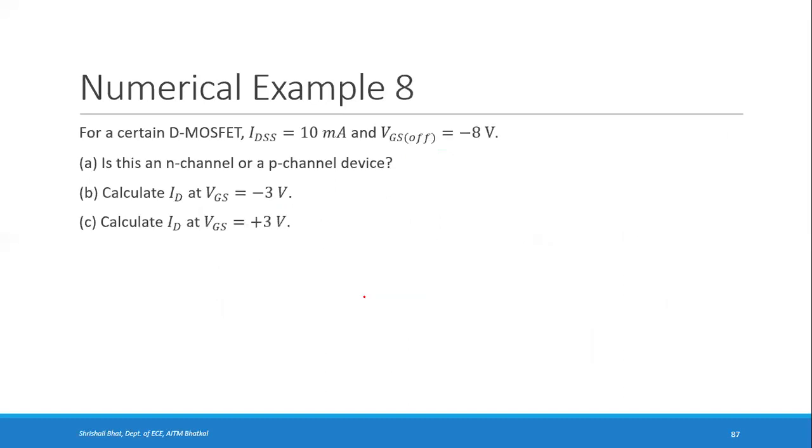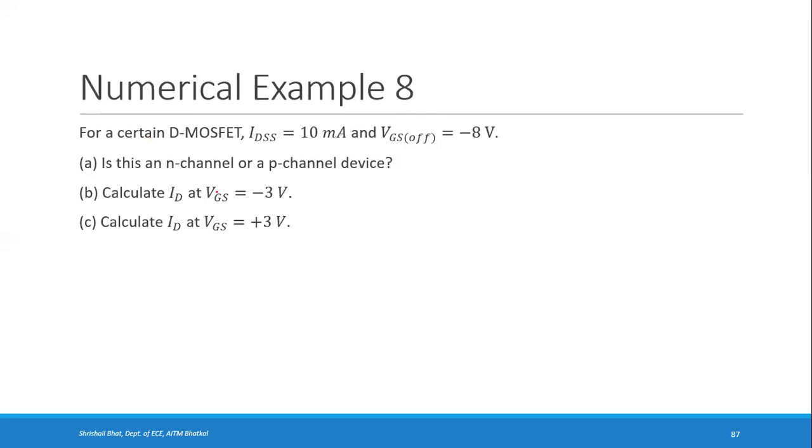Then there is another question. It's on D MOSFET. There are 2 more questions on D MOSFET. It is given for a certain D MOSFET, IDSS is equal to 10 milliamps and VGS off is 8 volts. The question is: is this an N channel or a P channel device? You are asked whether this is an N channel or P channel device.